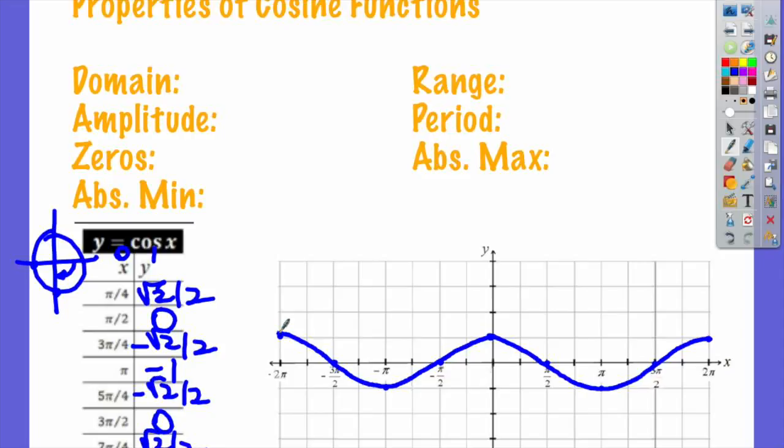What's the domain, you think? Aiden, what do you think the domain is? Yes. All real. It is going to be all real numbers. Gives me good time to review set notation. How would I write that in set notation?